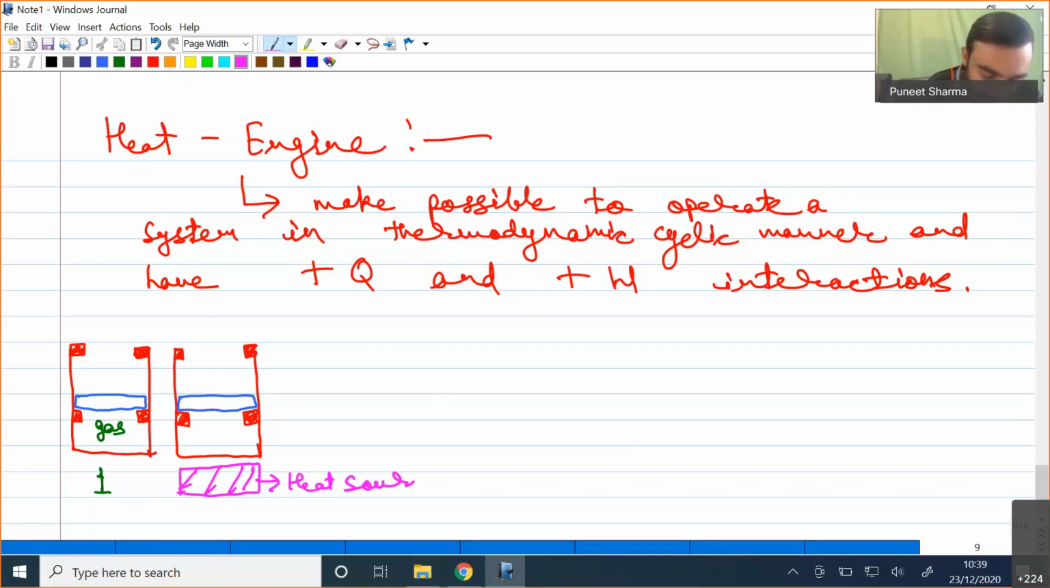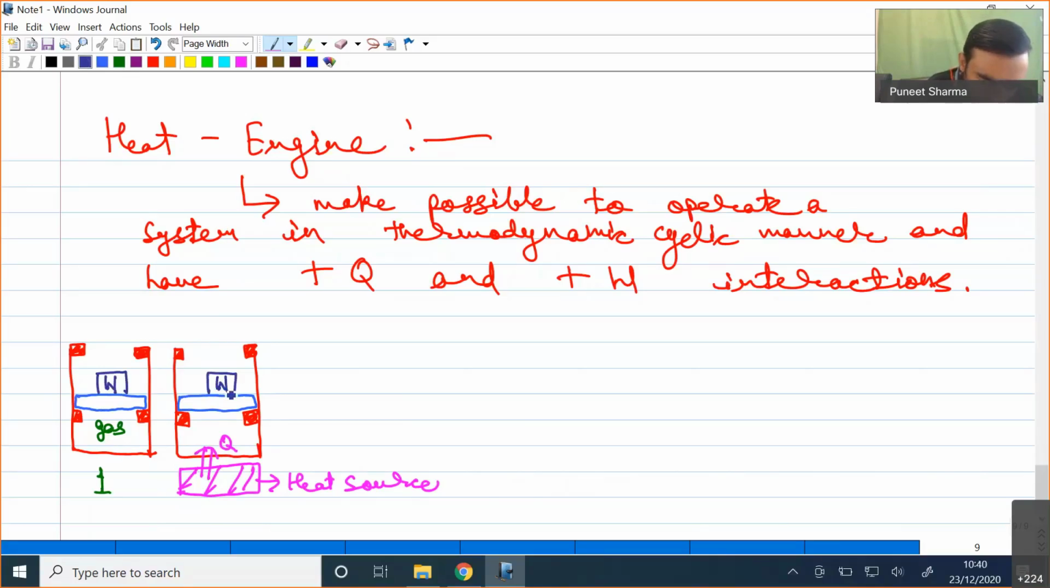So I have a heat source, and I have made the contact of this gas with the heat source. Now, while this gas is in contact with the heat source, Q amount of heat will be released to this system. We are considering that initially, on the piston, we have some W amount of weight. So obviously here also we will have W amount of weight.